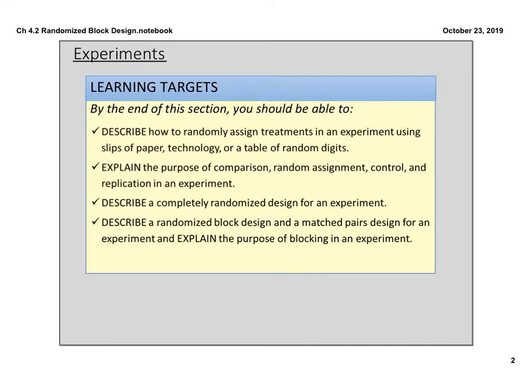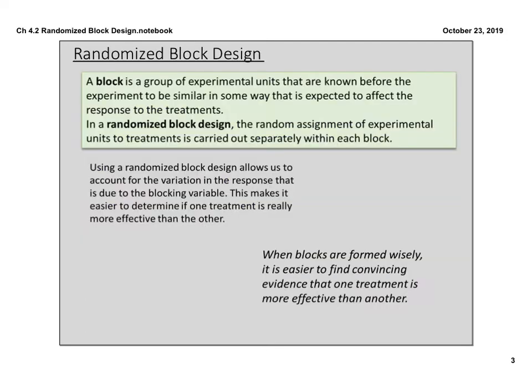Here's that long list of learning targets, and we're just down there at that very last one. Describe a randomized block design and a matched pairs design for an experiment and explain the purpose of blocking in an experiment. So that's our last learning target for this section. All right, so let's talk about blocking.